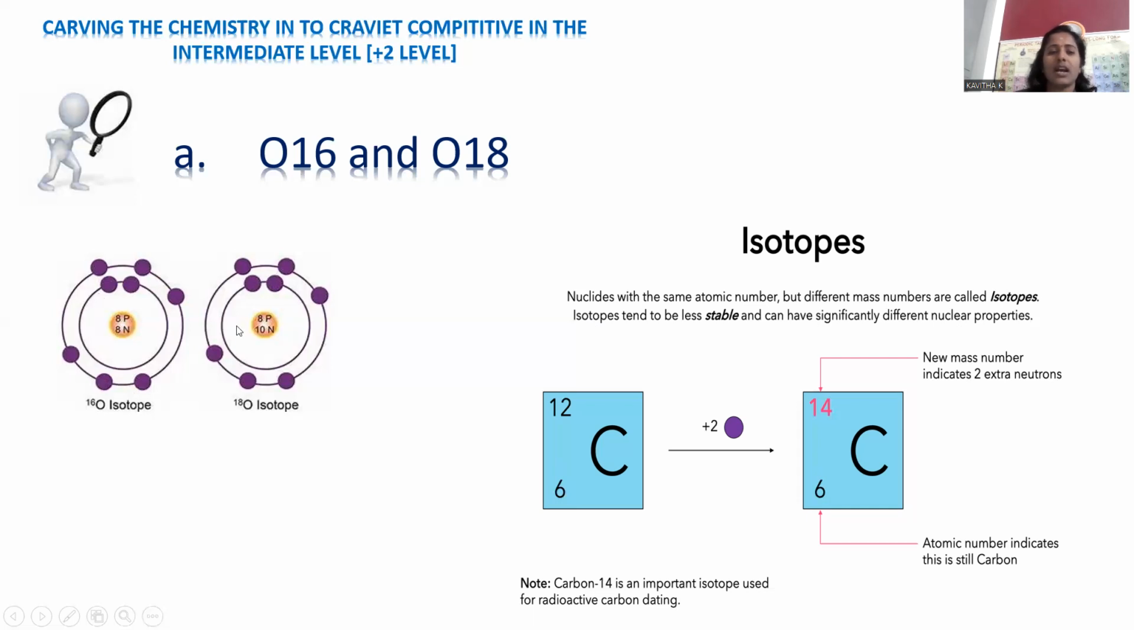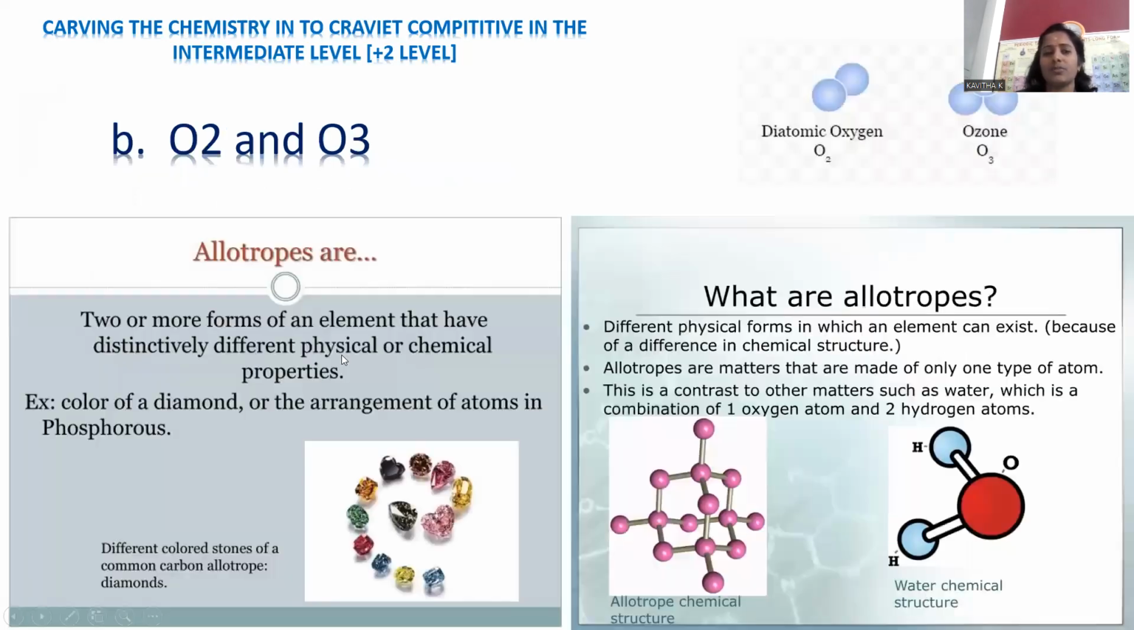Here, this is about the isotopes. The relation between oxygen 16 and oxygen 18 is isotopes. Here, oxygen with the same atomic number but different mass number, hence we can say isotopes.